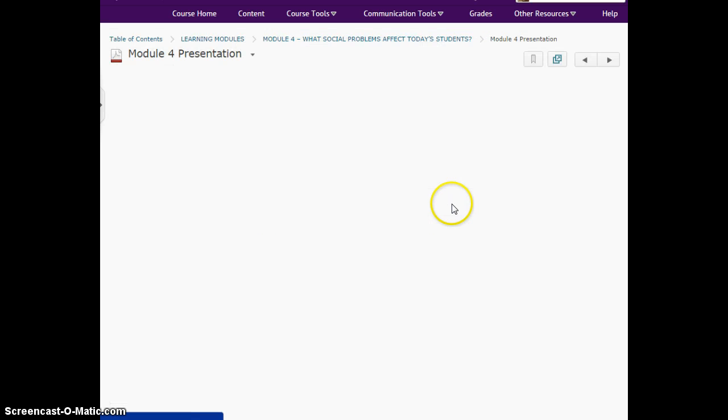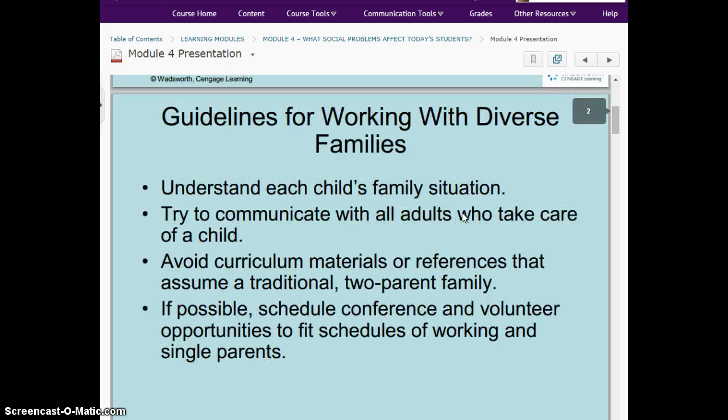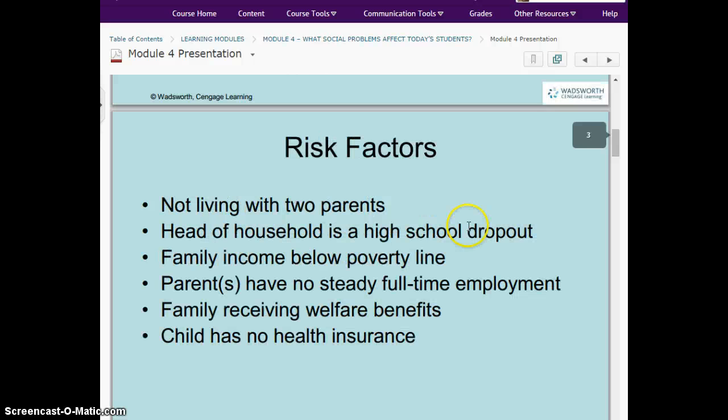I'm going to move right to the presentation for this module. There are some guidelines here for working with diverse families. Diversity is a primary issue in considering today's students because of the very different backgrounds that students come from and the various conditions that affect the way they're going to learn.